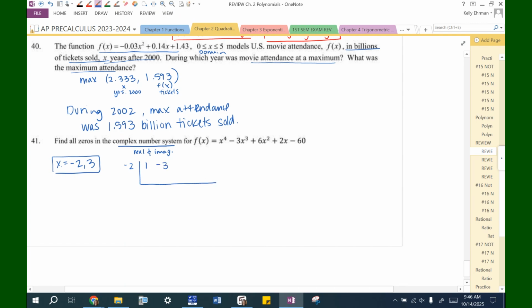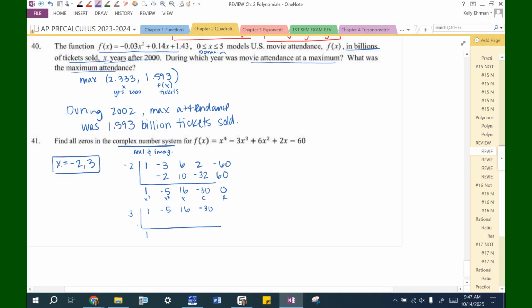1x to the fourth, minus 3x cubed, 6, 2, negative 60. Drop down the first number, multiply, add, multiply, add, multiply, add, multiply, add. This represents 1x cubed minus 5x squared plus 16x minus 30, and this is the remainder. So now take the cubic result that you have and use the other zero to get this down to a quadratic.